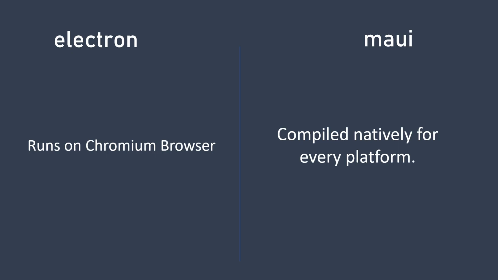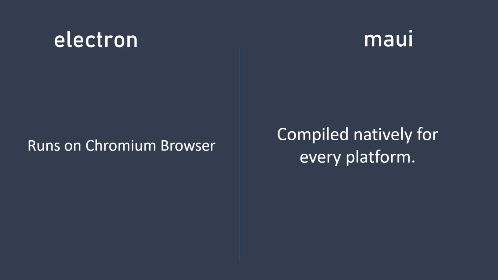Actually, the front end of the Electron app is nothing but a Chromium browser compiled to run only your application. It's actually a full-fledged, fully capable browser based on the Chrome code base. And MAUI is a little bit different. These applications are compiled natively for each platform. So there is no virtual machine, there is no emulation thing going on.